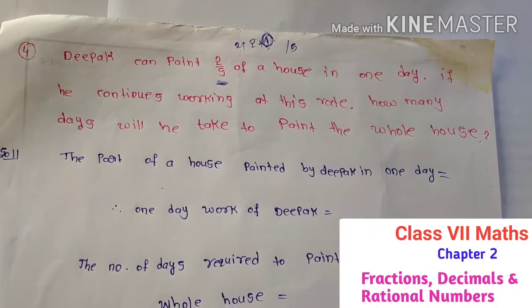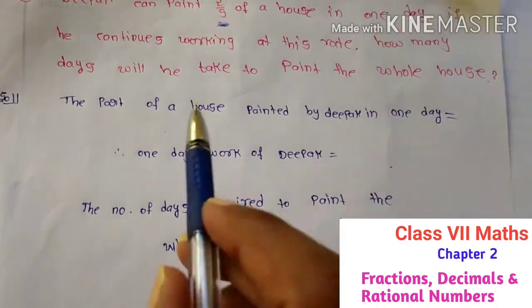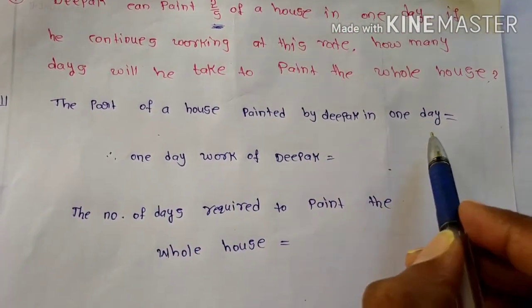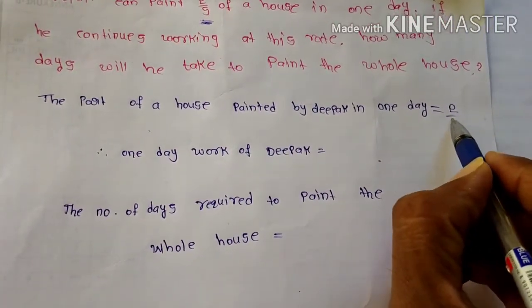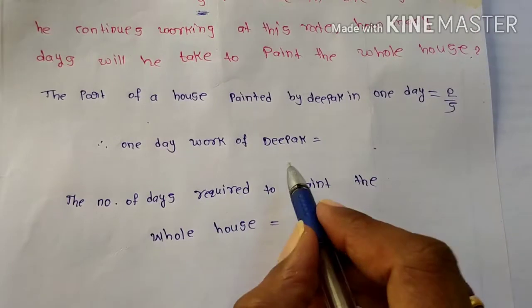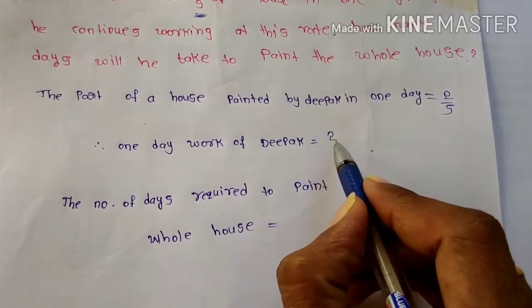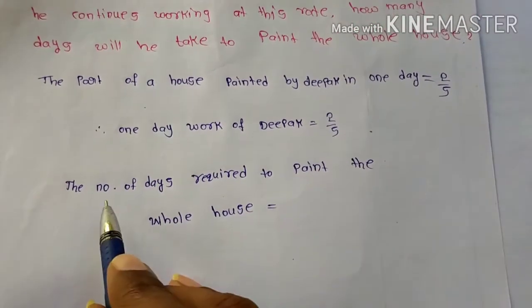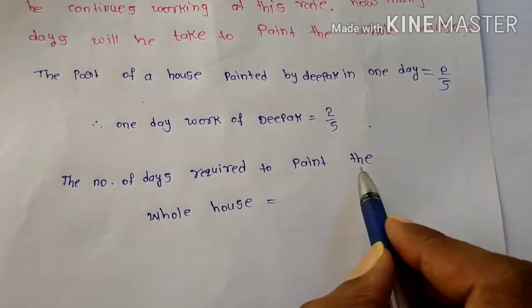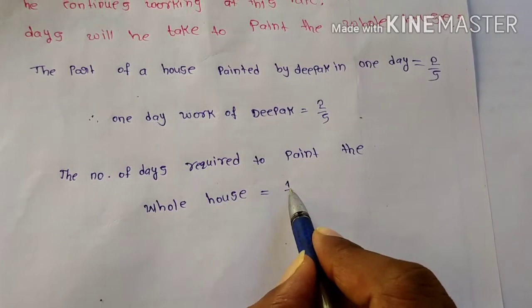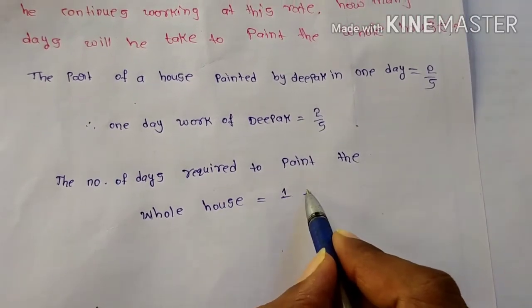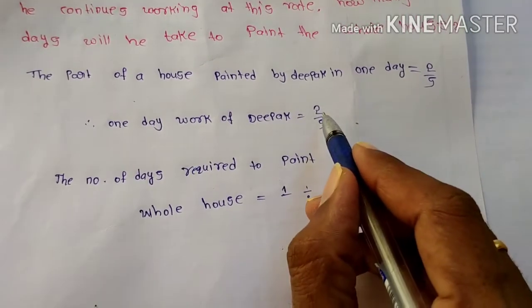Now see it systematically. See the part of a house painted by Deepak in one day. Deepak in one day is how much? 2 by 5. That means one day work of Deepak is 2 by 5. Now you can see here the number of days required to paint the whole house. The whole house complete work will be 1 only. You can take here 1 divided by the one day work.